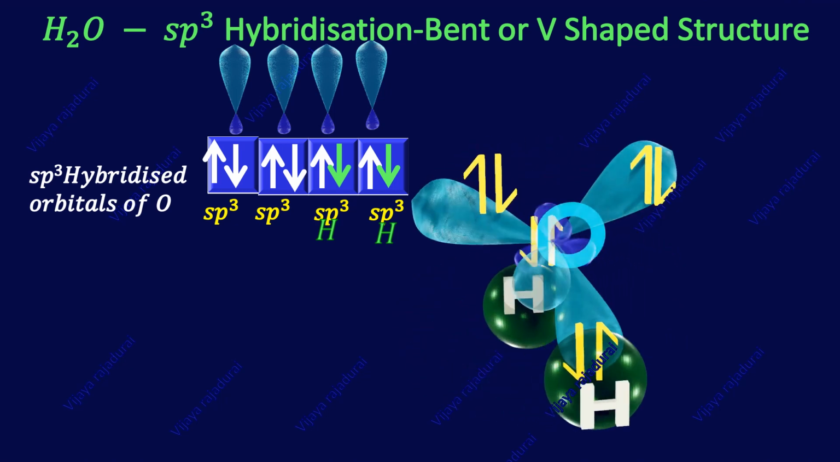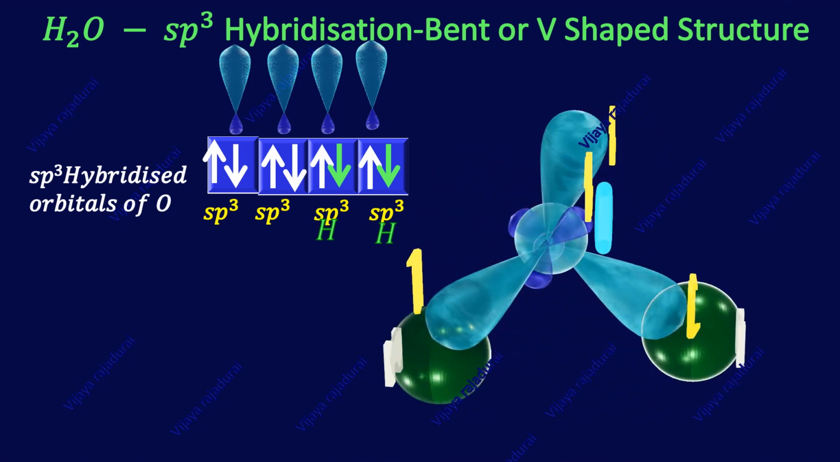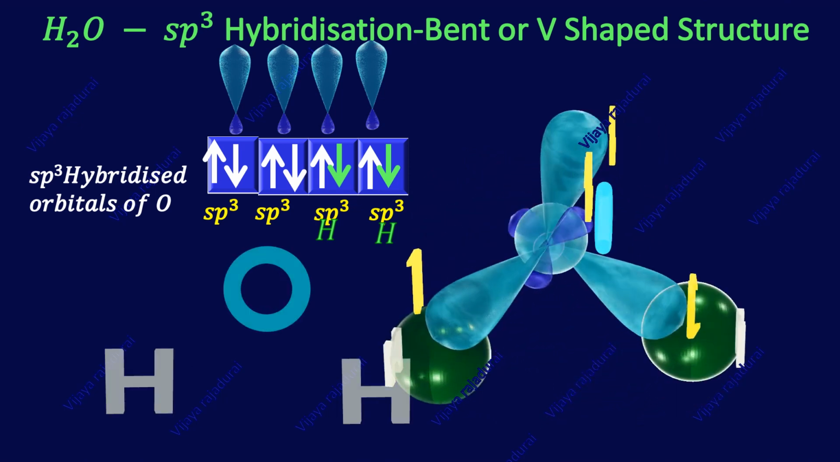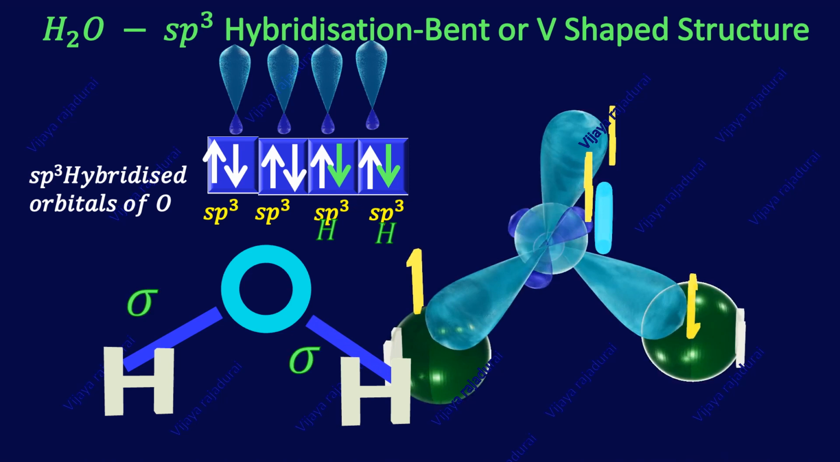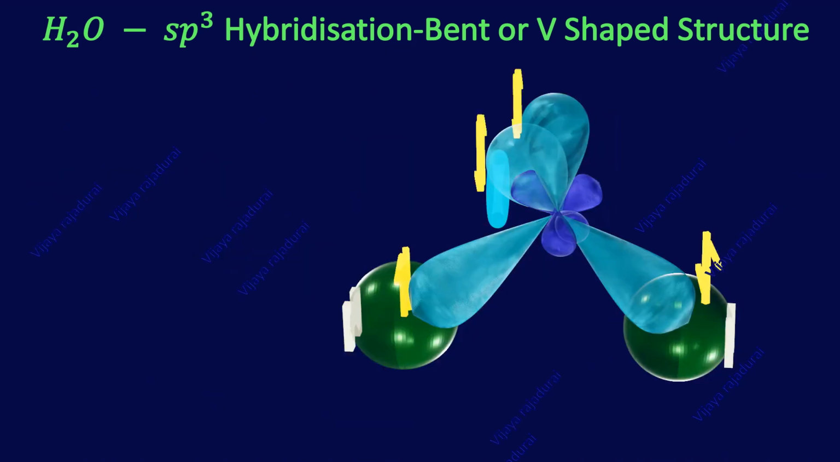What is a lone pair of electrons? A lone pair of electrons is known as paired electrons. So the 2 paired electrons present in the water molecule are called 2 lone pairs of electrons or non-bonding electrons. Linear overlap is over, and the water molecule is formed. This water molecule has 2 lone pairs of electrons.